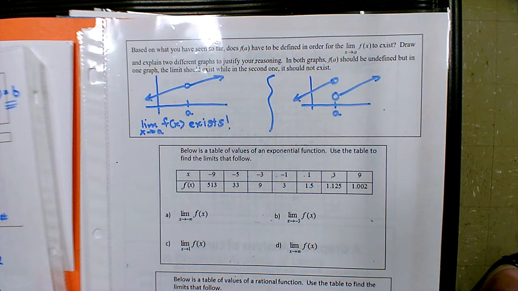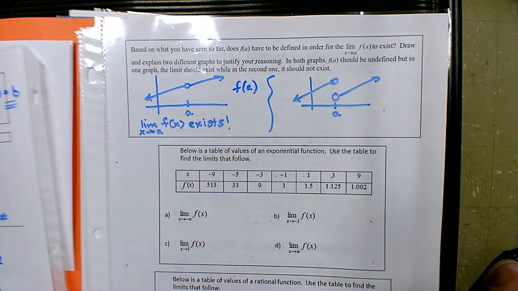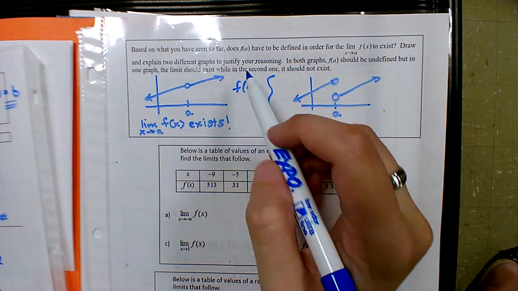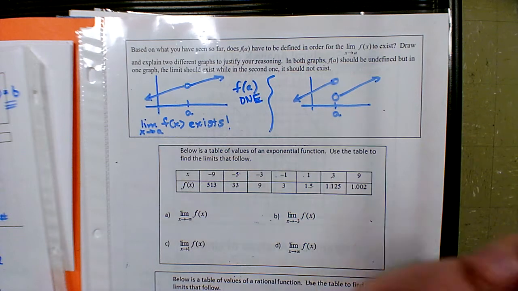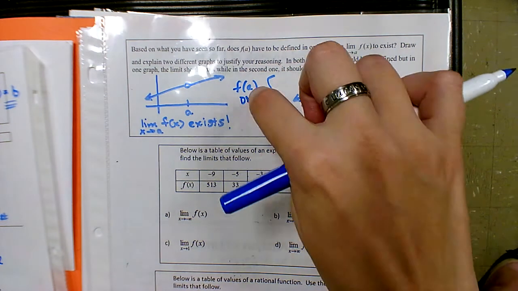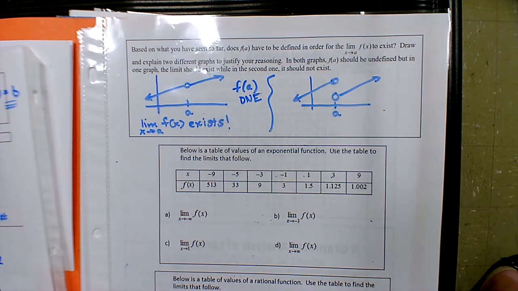But notice how the point value doesn't exist. If I tried to plug in A, like I tried to plug in 2 into the other examples, this does not exist. We can use DNE as an abbreviation for does not exist. So again, the point value means nothing. A limit is just what are you approaching.